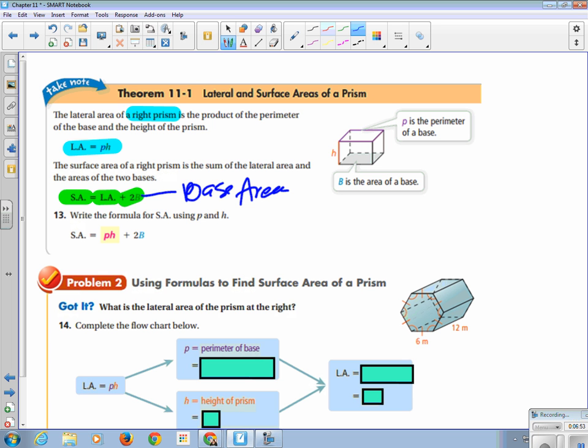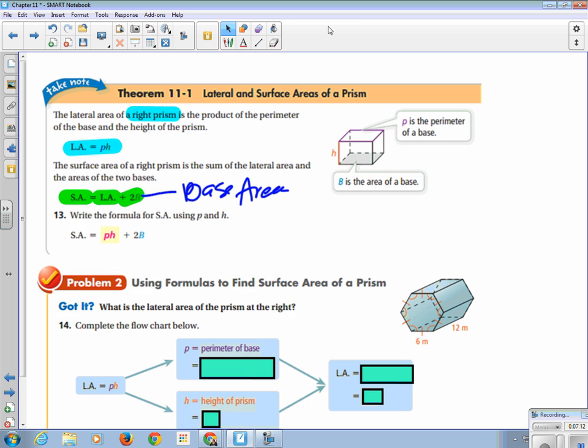I guarantee you, probably a fourth of you, 25%, will put in the base of a rectangle or the base of a triangle instead of the area of the base. Big B means the base area.